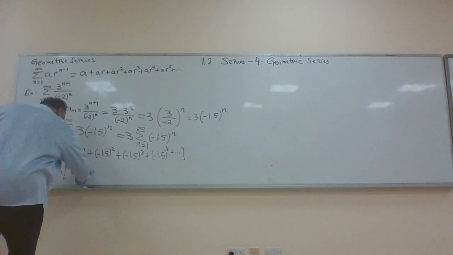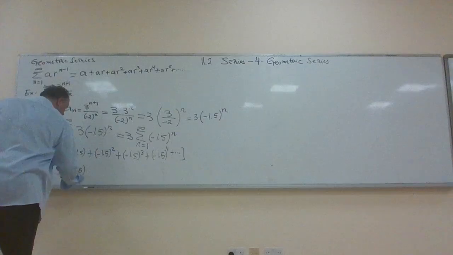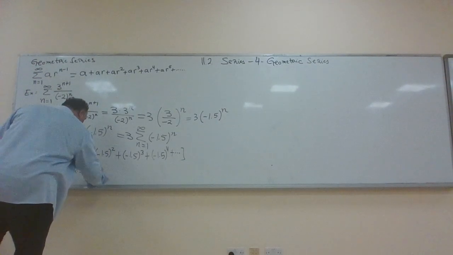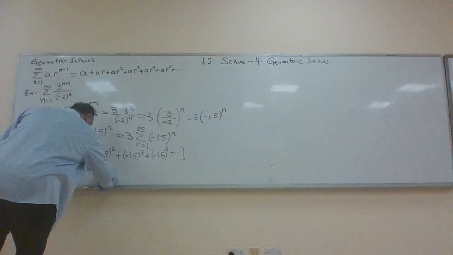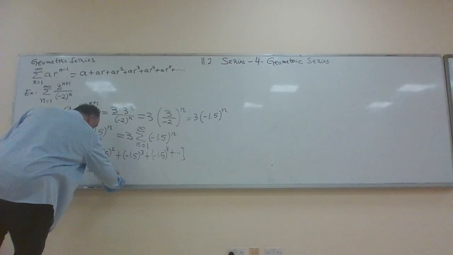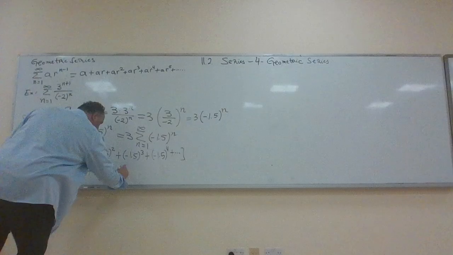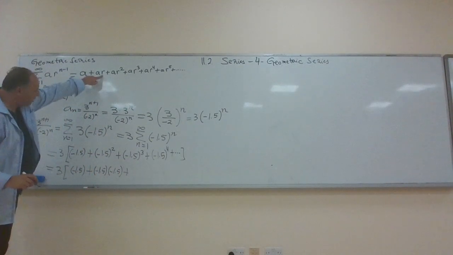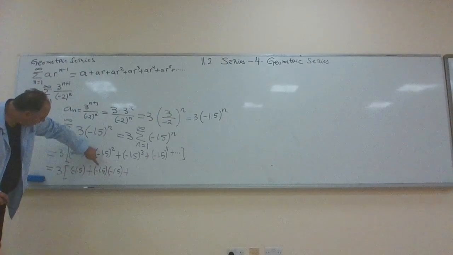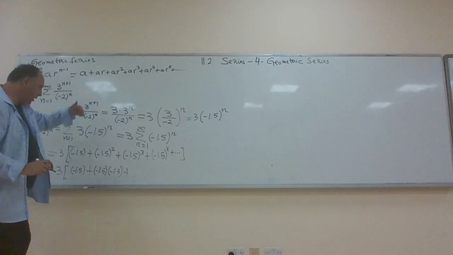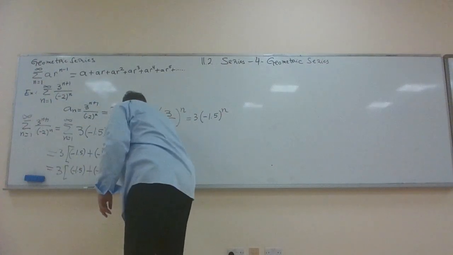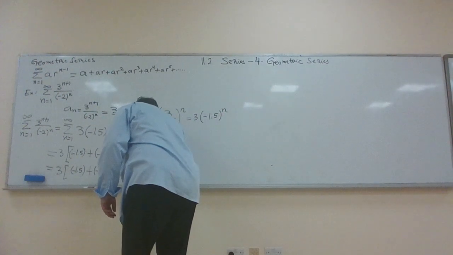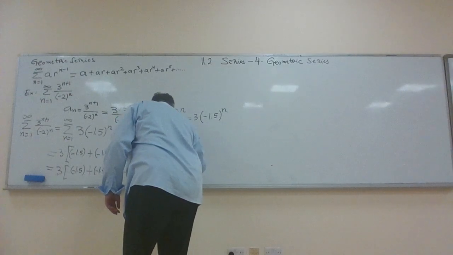Here, my first term is negative 1.5. Here I have negative 1.5 times itself. Oh, that's good news. Okay, because now I have A then I have A times R. A plus A times R. Yay. So I'll just write another one here symbolically. And then it keeps going.